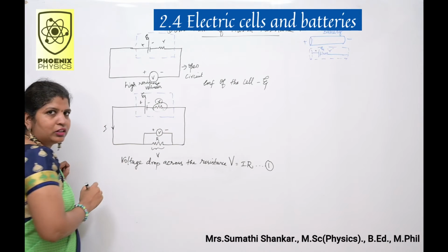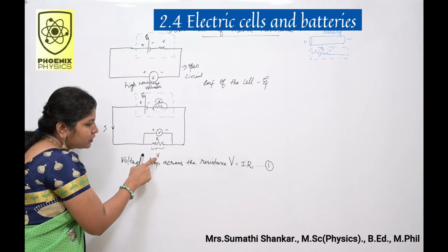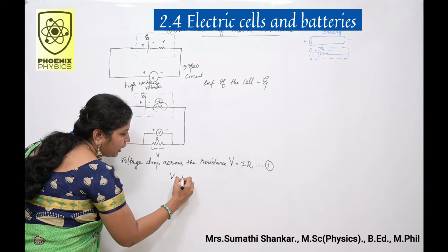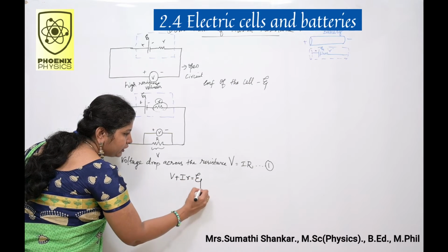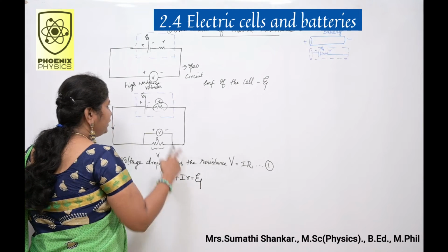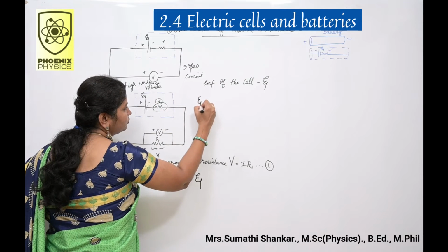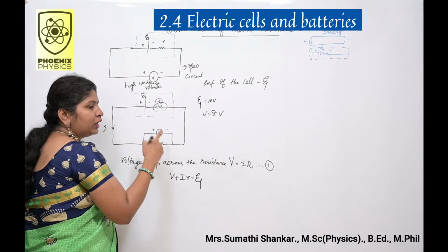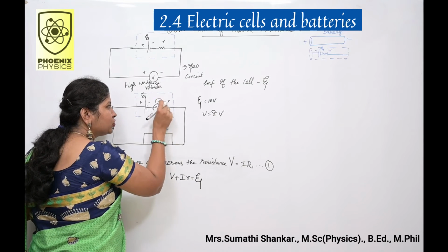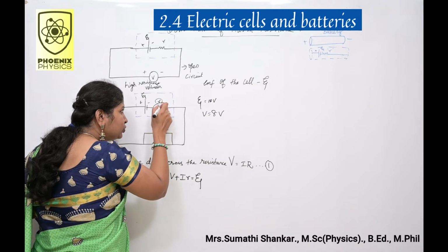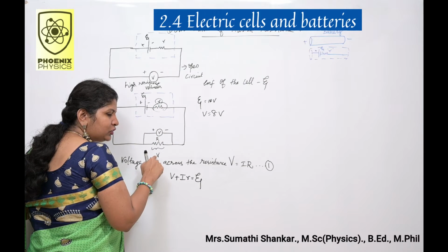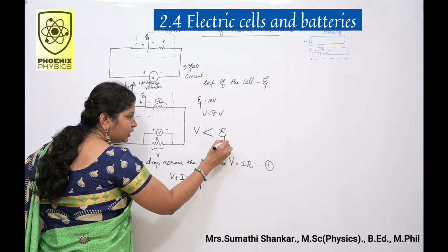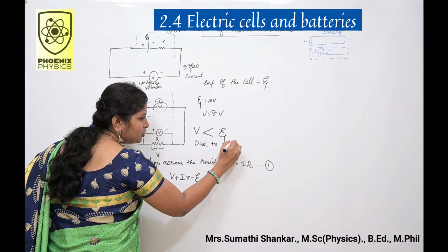Due to this internal resistance, this voltage is less than the EMF of the cell. Then how do you write the equation? That is V plus Ir is equal to Xi. For example, the EMF value of this cell is 10 volts. The voltmeter shows 8 volts. Then the remaining 2 volts drops across this internal resistor. That is why I said due to this internal resistance, V is lesser than the EMF of the cell.